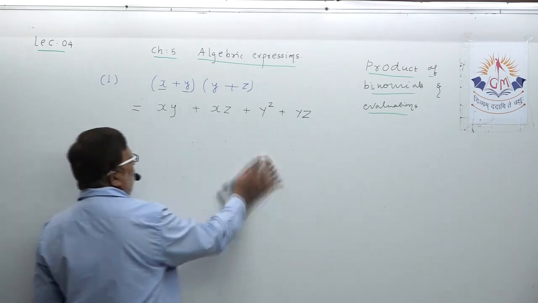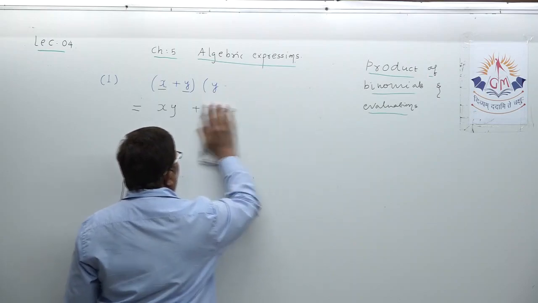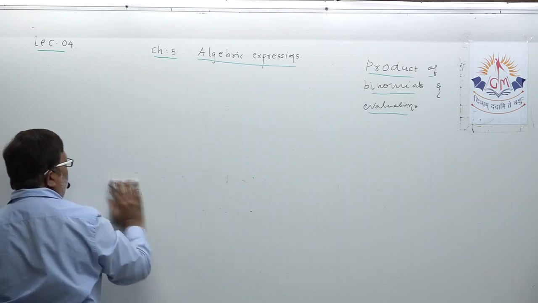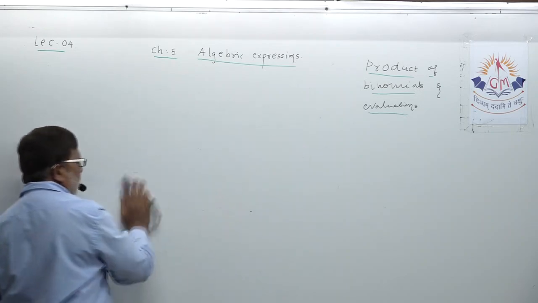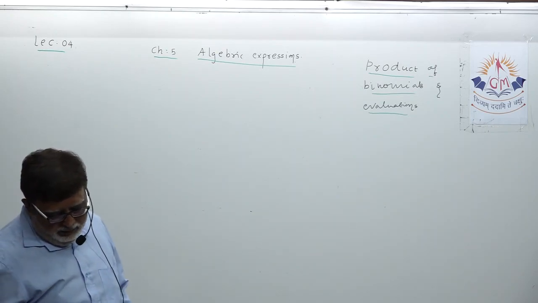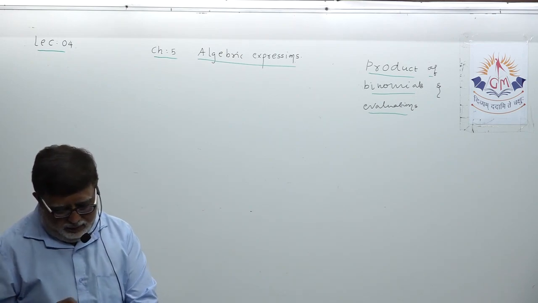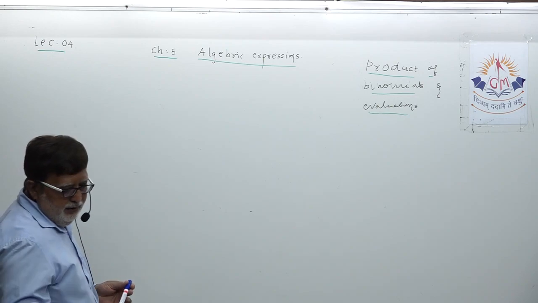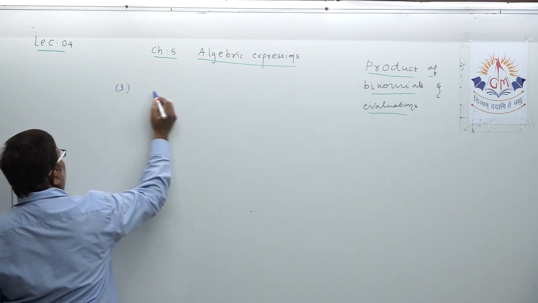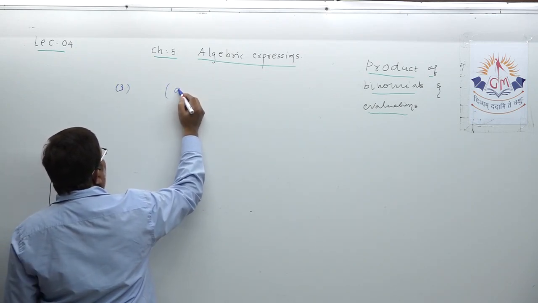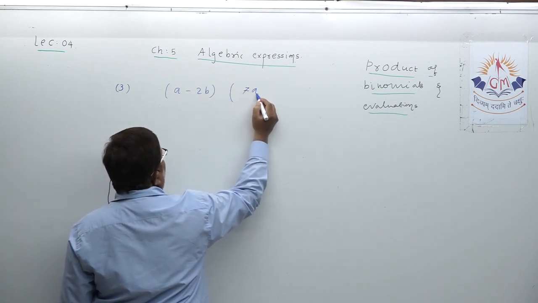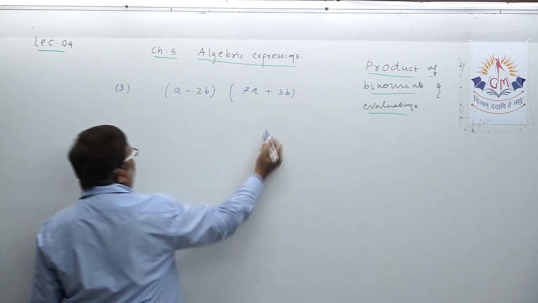You should not make any mistake when you multiply two binomials. Okay, it is very simple. What you need to do is just stick to the basics only, what you are understanding now. Suppose one more example. Let us write and try to understand it. Okay. Suppose the example is like this. Let us take example number 3. Suppose it is given like (a minus 2b) in bracket (7a plus 3b). Suppose this is the example.